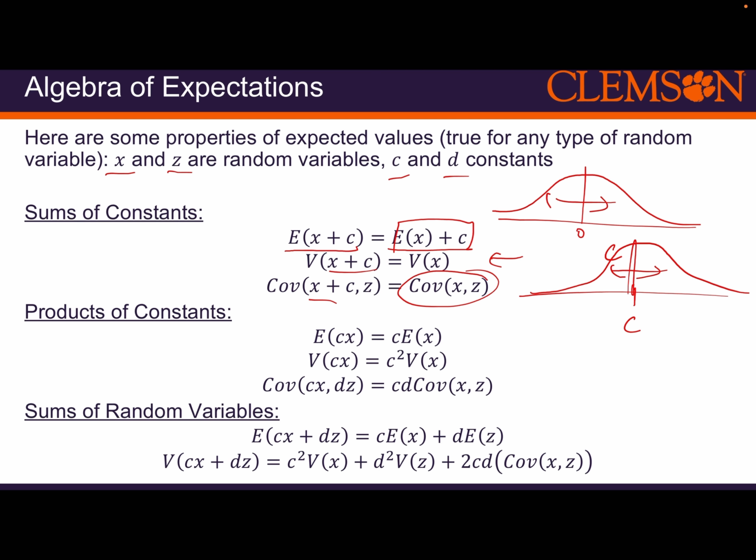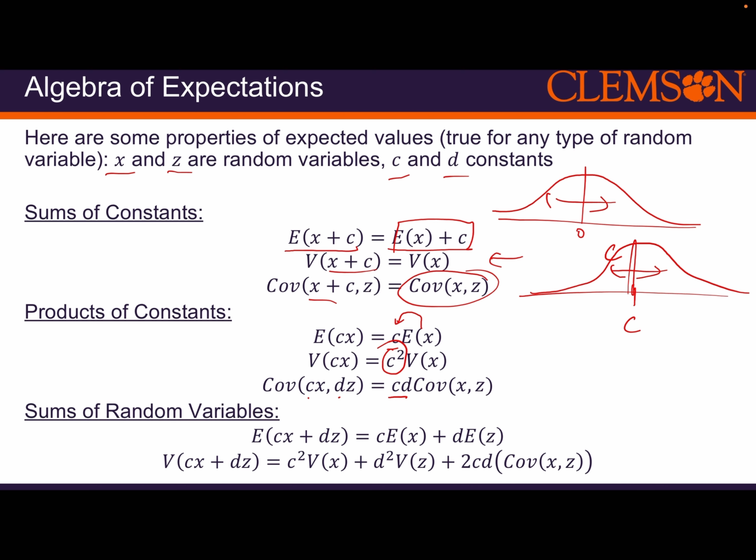Now we get into products of constants. Let's imagine that instead of adding a constant, we're multiplying it. So we take height and multiply it by a constant like 2. What happens to the mean? We pull that constant outside of the expected value function, and that constant multiplies the mean. Interestingly, for the variance, remember the expected value had a square term in it, so we take that constant squared and multiply it by the variance. And in the covariance, if we multiply x by a constant c and z by a constant d, we have to take both of those out of the covariance and multiply them by the covariance.